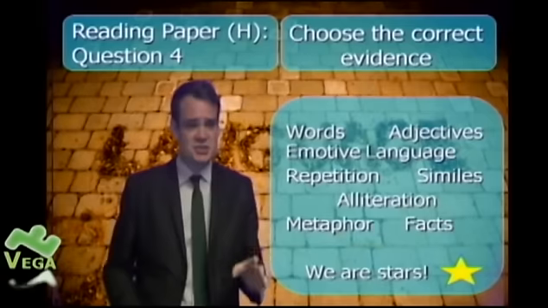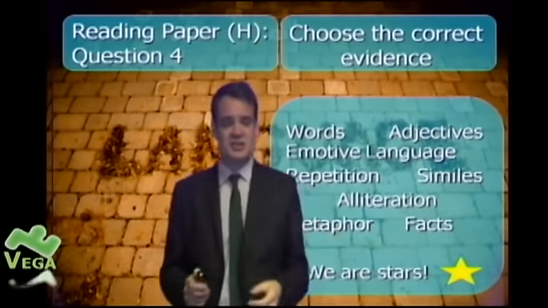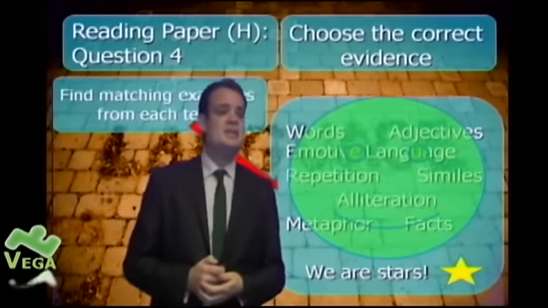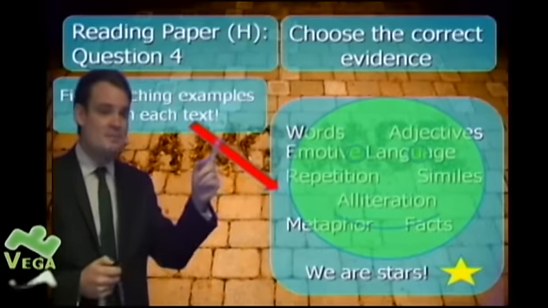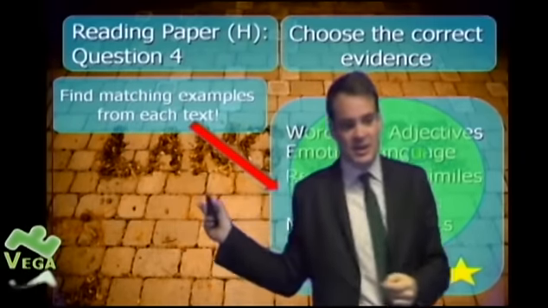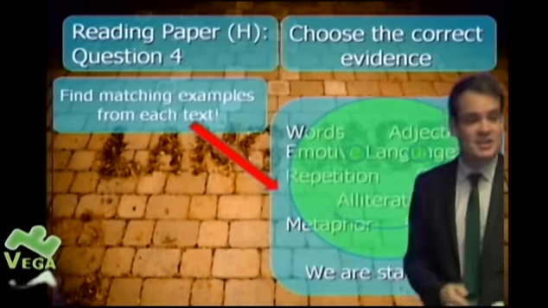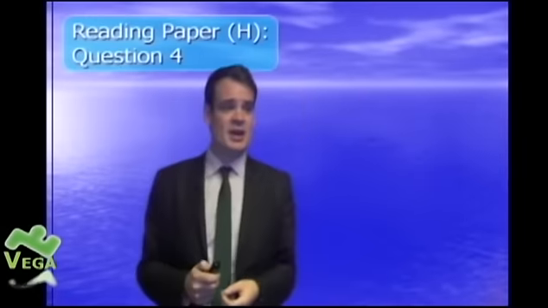So those are things you can nearly always write about, and then you've just got to find a couple of others that work. So, when you're addressing question 4, the first thing you need to do is choose your evidence, and you're going to look for matching examples from each text. If you're picking an adjective from one text, you're going to pick an adjective from the other, and this is what that will look like.